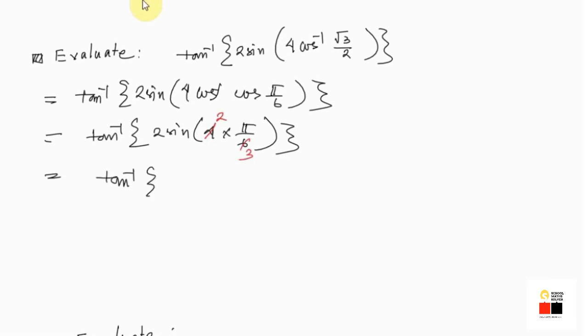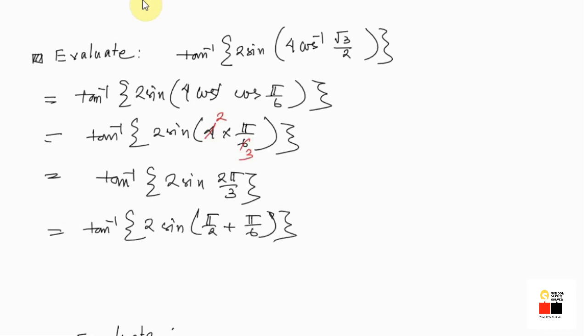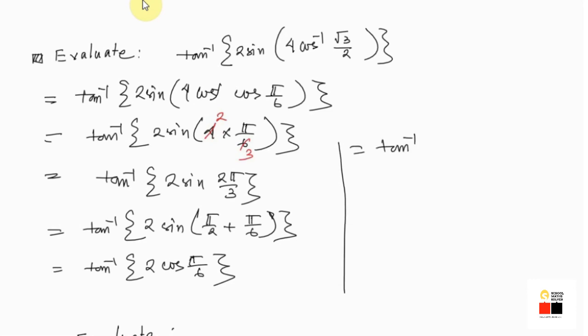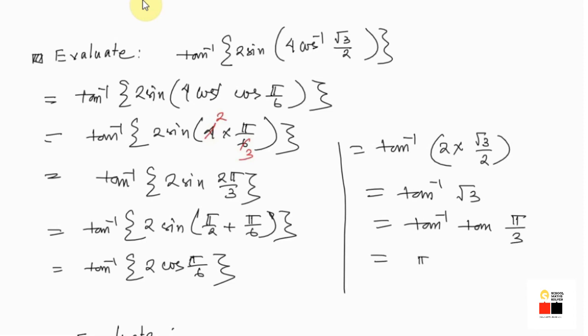Therefore, tan inverse 2 sine 2 pi by 3 equals to tan inverse 2 sine pi by 2 plus pi by 6 equals to tan inverse 2 cos pi by 6 equals to tan inverse 2 into root 3 by 2 equals to tan inverse root 3 equals to tan inverse tan pi by 3. Pi by 3 will be the answer.